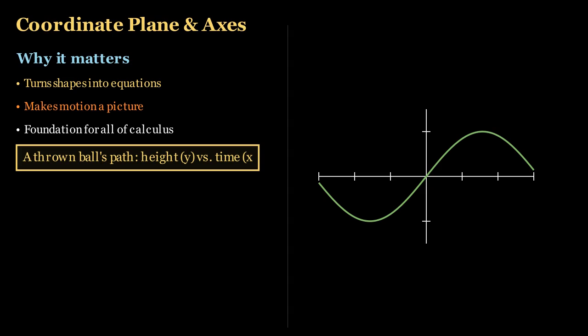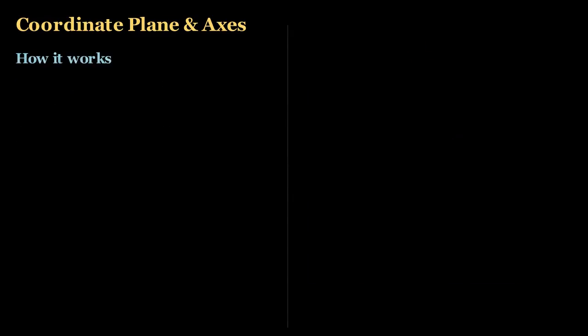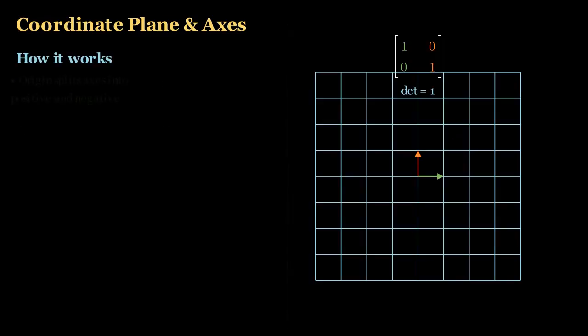Let's build this grid from scratch. We start with a single horizontal number line. 0 is in the middle, positive numbers go to the right, and negative numbers go to the left. Now, we take a second, identical number line and stand it straight up, crossing the first one exactly at their 0 points. This is the origin. On this vertical line, positive numbers go up, and negative numbers go down. The two axes divide the plane into four regions, called quadrants. We number them counterclockwise, starting from the top right where both x and y are positive.